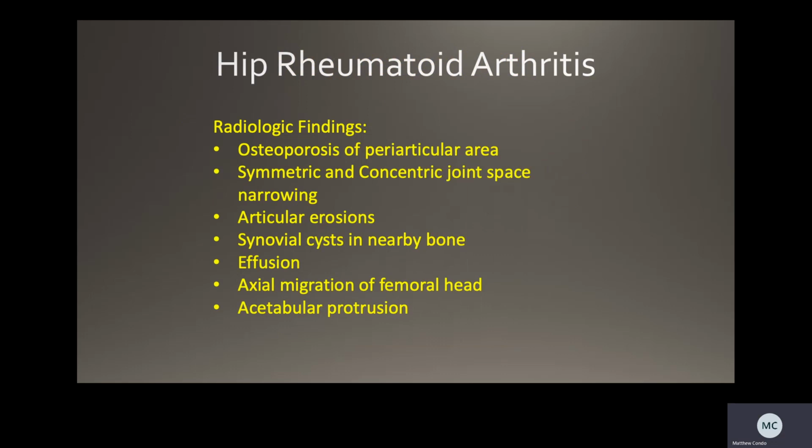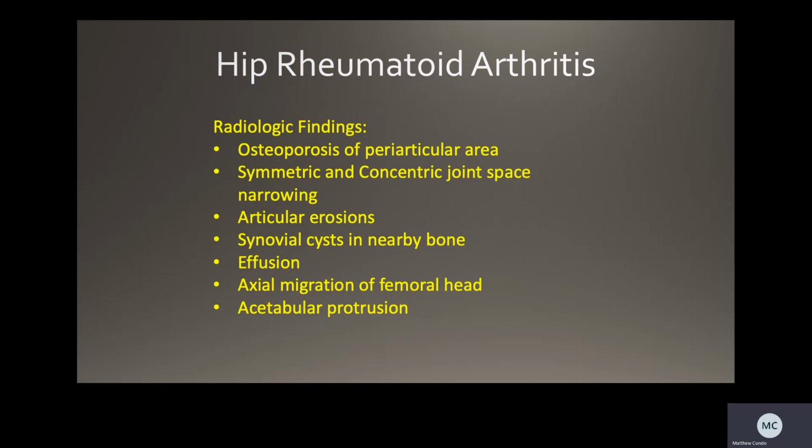Now, rheumatoid arthritis is a different animal. That's a different beast. What we're typically going to see with rheumatoid arthritis is osteoporosis in the periarticular area. We're going to see some joint space narrowing, erosions, effusion, and sometimes acetabular protrusion.